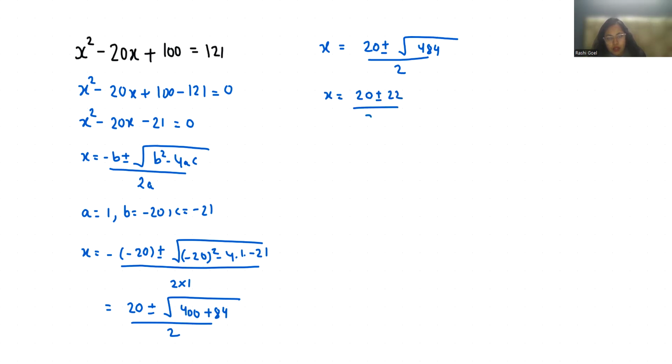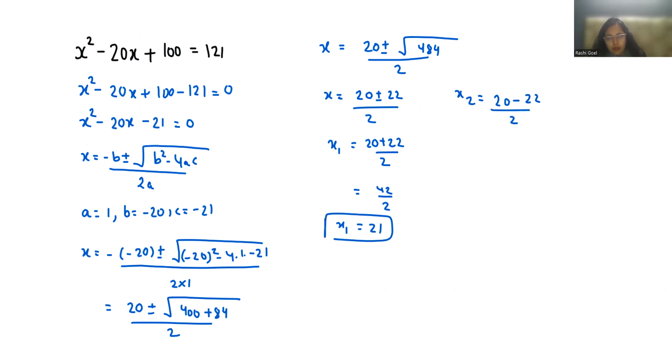So x1 is 20 plus 22 by 2. That is 42 by 2. So x1 is 21. Now x2 is 20 minus 22 by 2. That is minus 2 by 2. So x2 is minus 1.